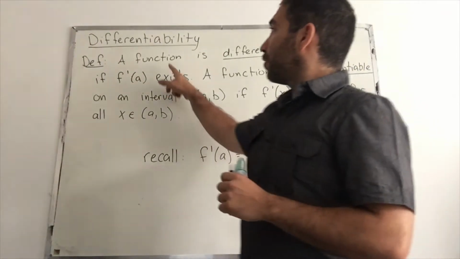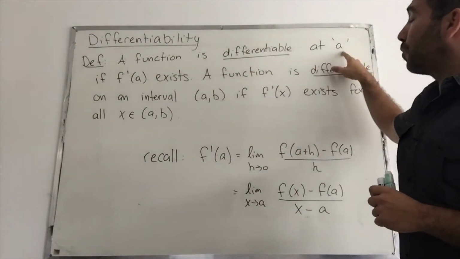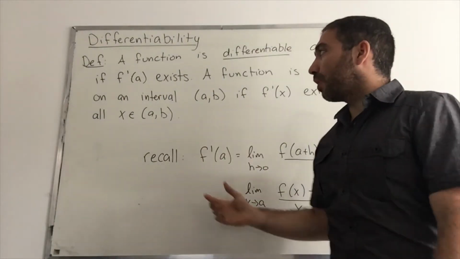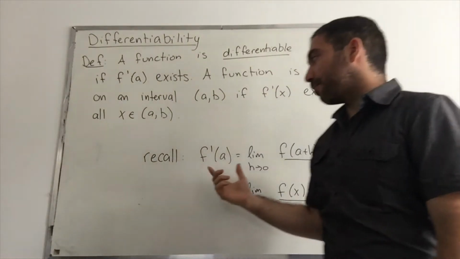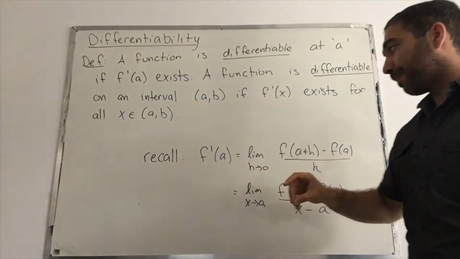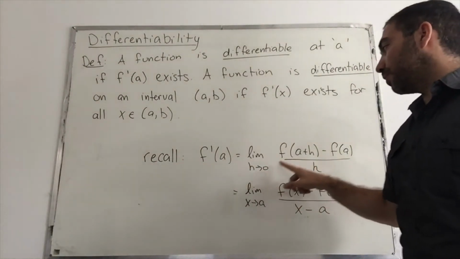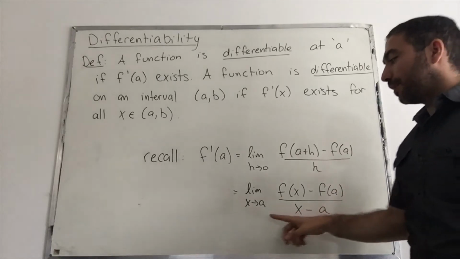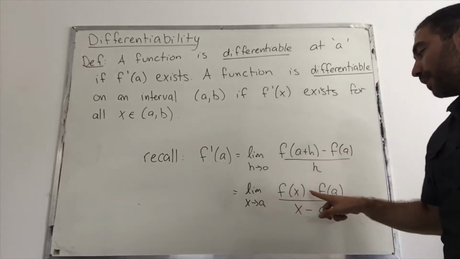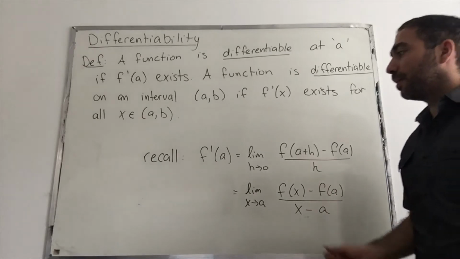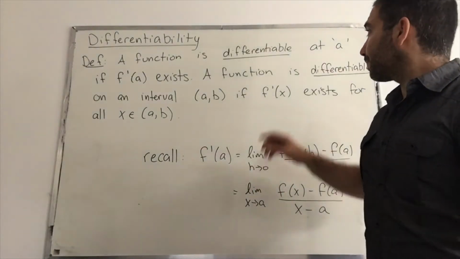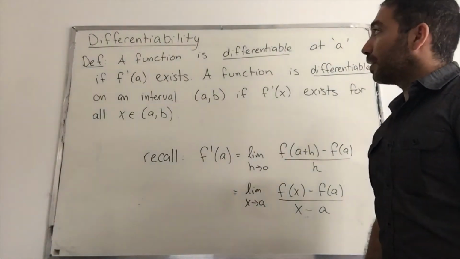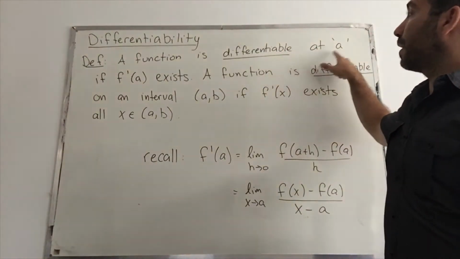We say that a function is differentiable at a point a if f prime of a exists. Recall in a previous video we saw the limit definition of a derivative, which is the limit as h approaches 0 of f of a plus h minus f of a, all divided by h, or the equivalent definition, the limit as x approaches a of f of x minus f of a divided by x minus a. If this limit exists at a given point, we say that the function is differentiable at a.